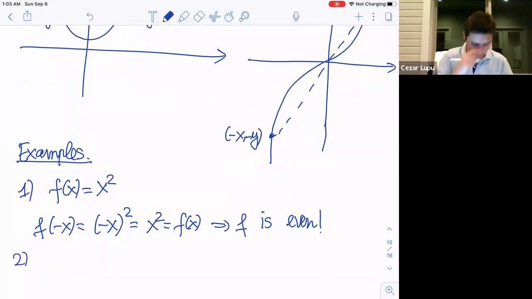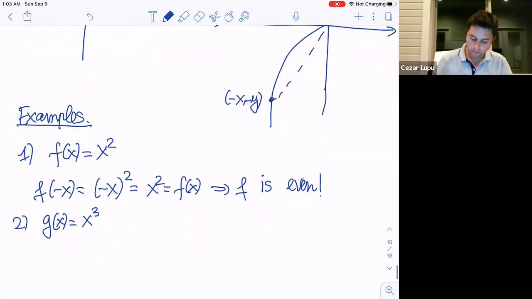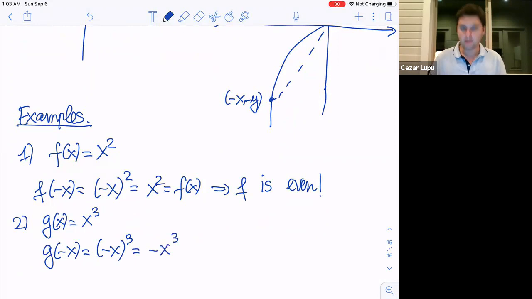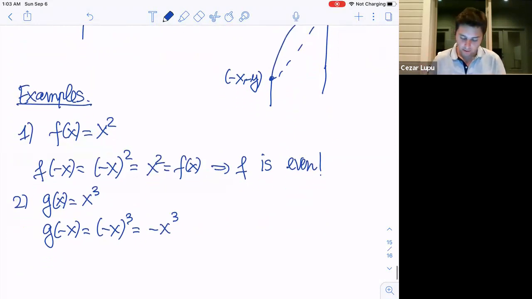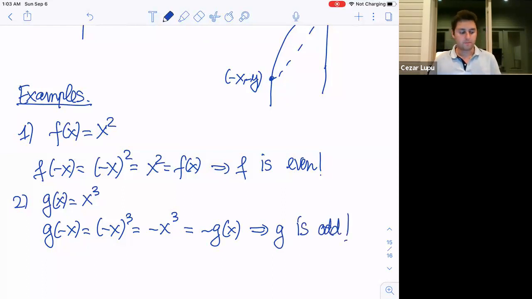Let's see another example. g of x equals x cubed. Well, if we evaluate g of negative x, this will be negative x everything cubed, which will be negative x cubed. So this is nothing else than negative g of x. So this means that g is odd. And there are some other functions.